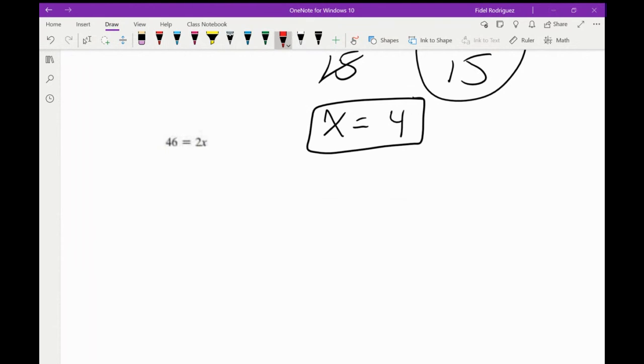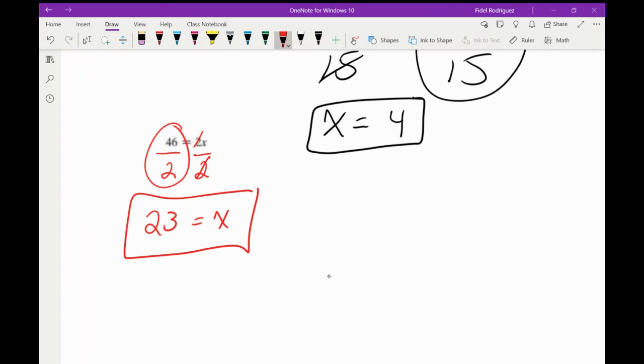So same thing for the next one here. It's 46 equals 2x. So remember, I'm going to divide both sides by 2 because I'm trying to get the x by itself. So that 2 and that 2 will cancel. And half of 46 is just going to leave me with 23.